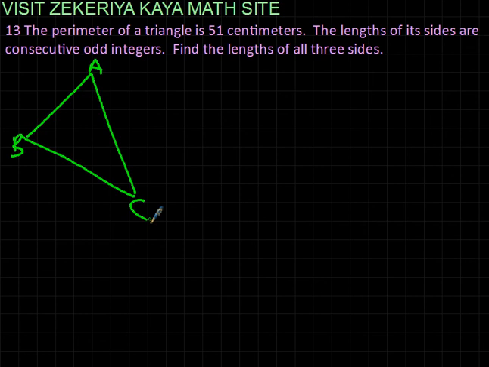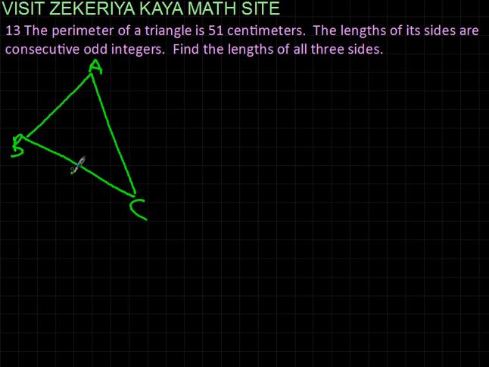Yes, there is a triangle. What do we know about this triangle? The perimeter of it should be equal to 51. When I add this side plus that side plus that side, when I add all of them, it will be equal to 51. So I will get the equation from this sentence. So what is the relation? Look at the next sentence. The lengths of its sides are consecutive odd integers. So each side should be a consecutive odd integer.